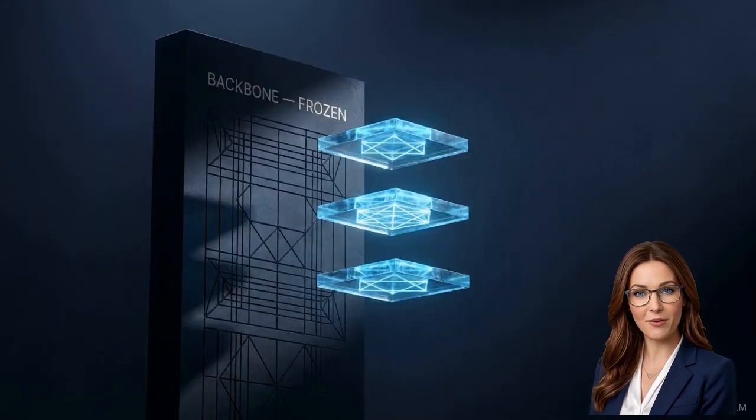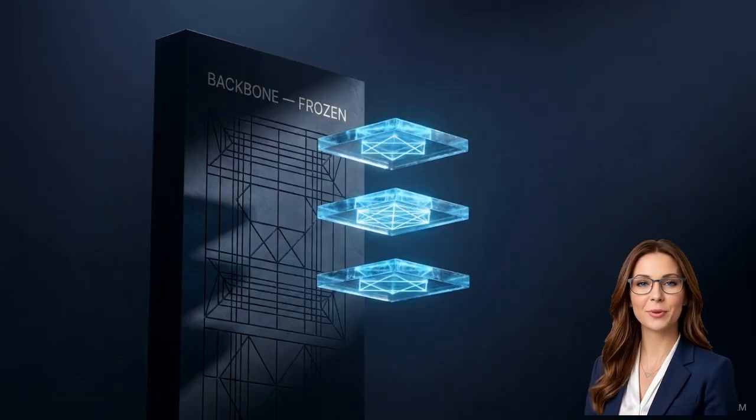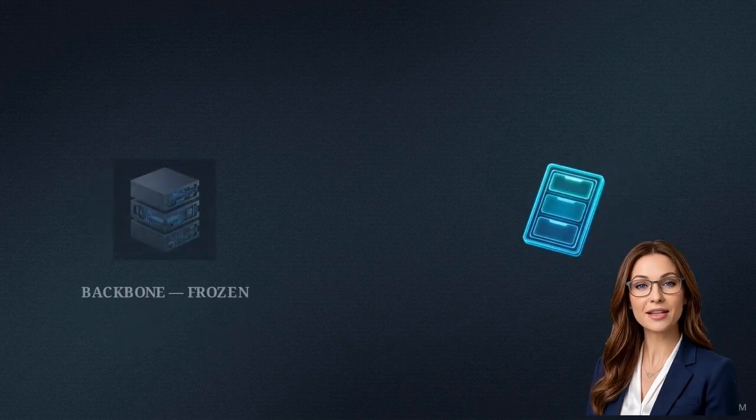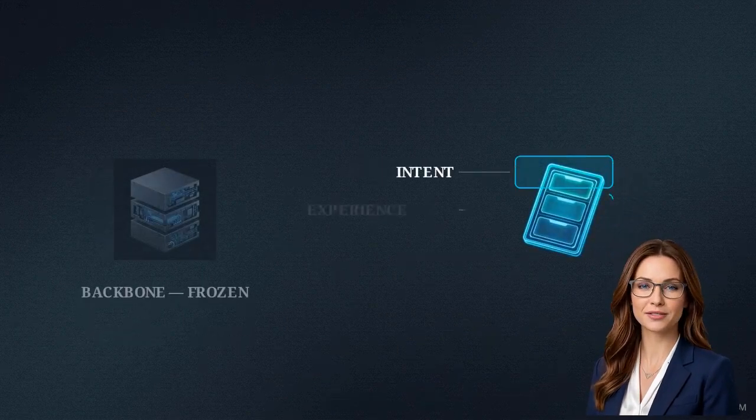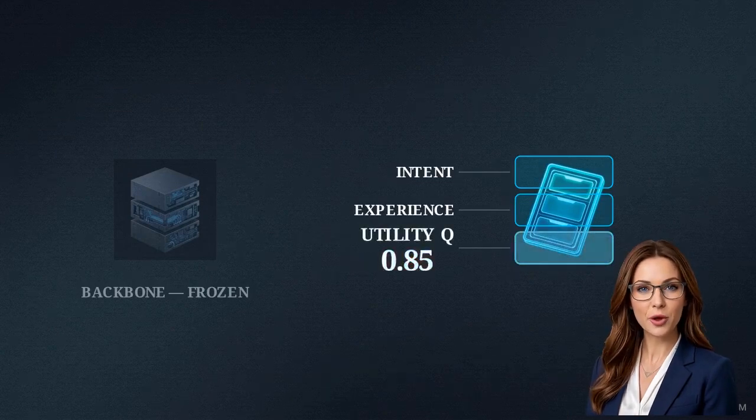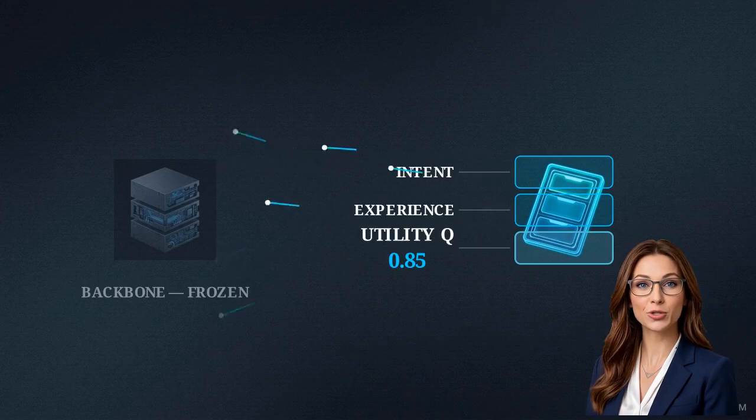The model weights never move. The memory itself becomes the thing that learns. Every memory the agent holds is formatted as a strict triplet with 3 components. You have the intent, the experience, and a utility score labeled Q.